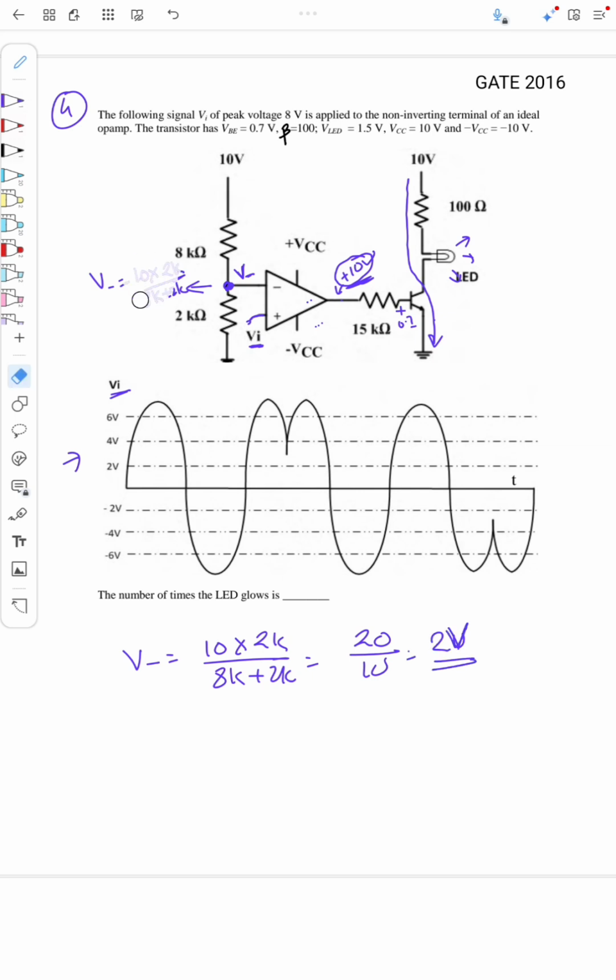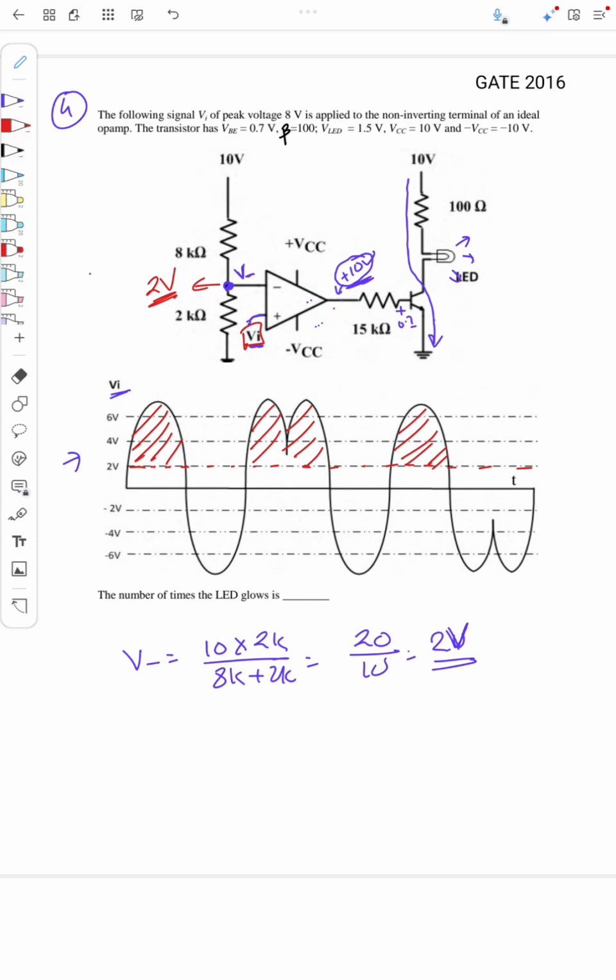So here the voltage is actually 2 volt. Whenever this Vi is greater than 2 volt, definitely the output will be on. If you see here, this is the 2 volt line. So the output of the op-amp will be high whenever this signal is greater than 2 volt. This is the area for which the input signal is greater than 2 volt, which means the output of the op-amp will be high in that area.